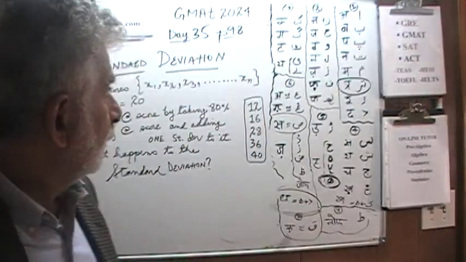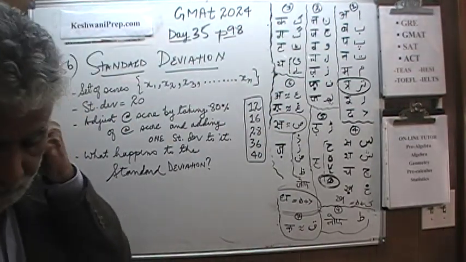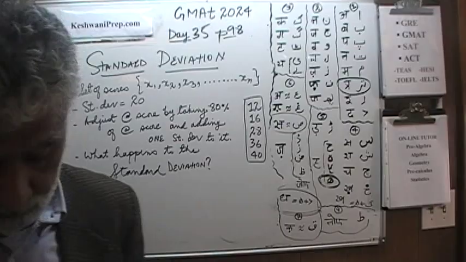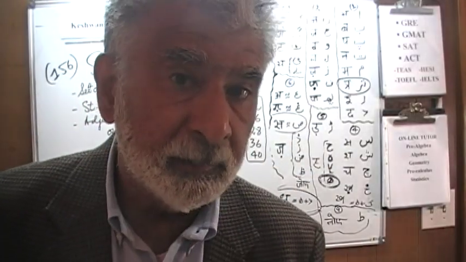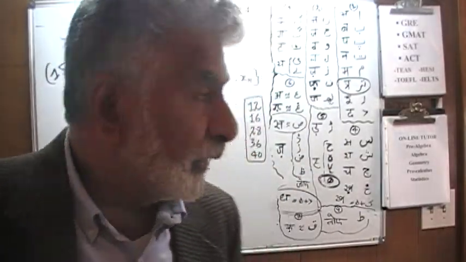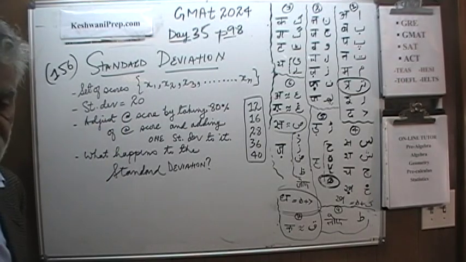Today is our lesson number 35. We are on page number 98. Problem number 156 is what we're going to deal with, and that is the only problem we'll do today. This problem, as you can clearly see, deals with the concept of standard deviation.